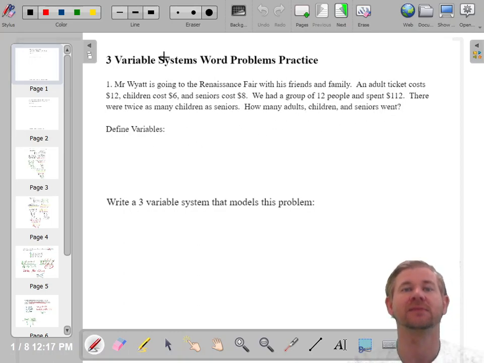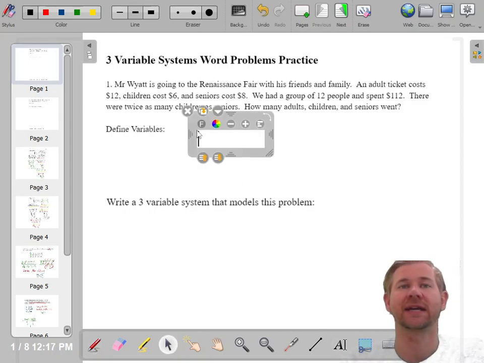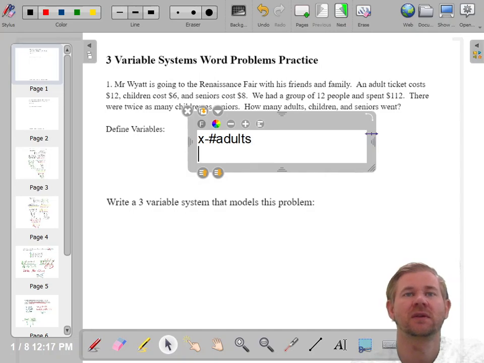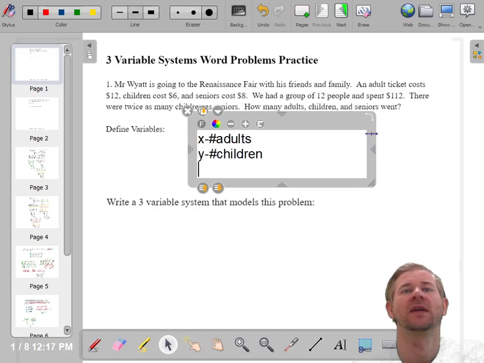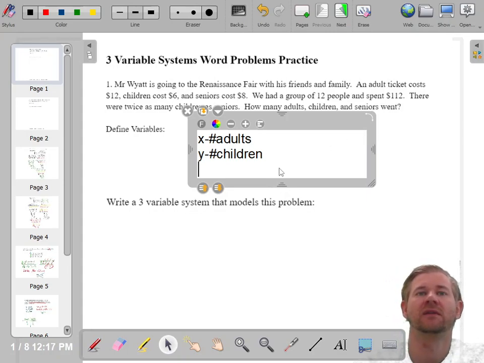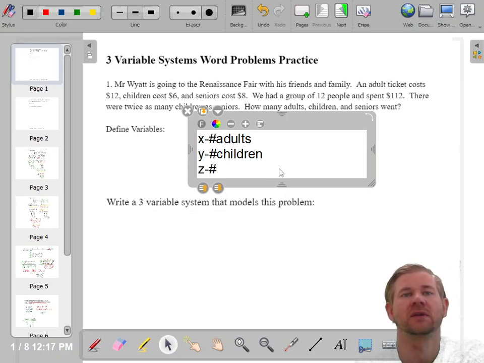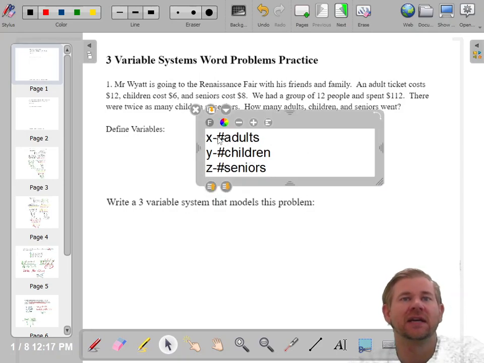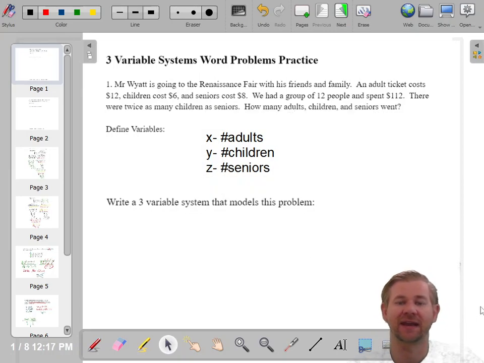I'm going to type this because my handwriting's terrible. Let's call X the number of adults that went. Y will be the number of children. And Z will be the number of seniors. Okay? So just having an idea of what our variables are is going to help us, and at the end we need to make sure that everything matches up the way it should.